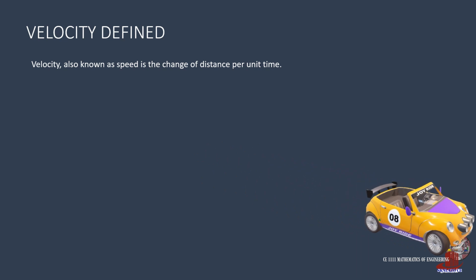If the distance it travels in 1 second is 5 meters, we can write velocity as the distance upon time, or 5 meters per second. In short, velocity can be mathematically written as s over t.